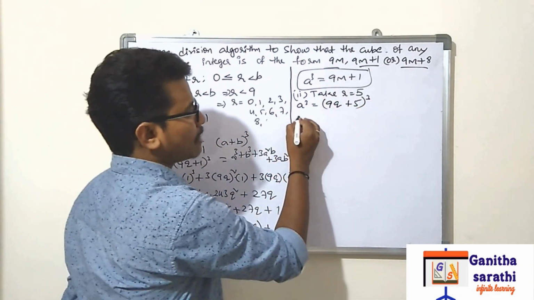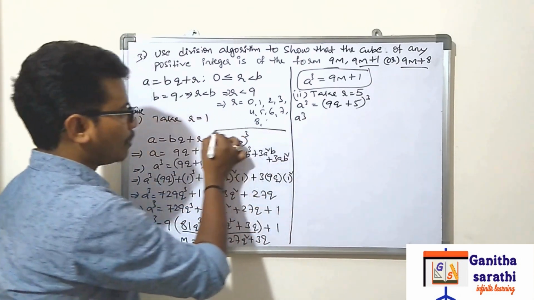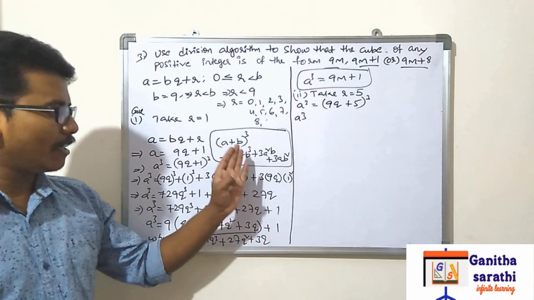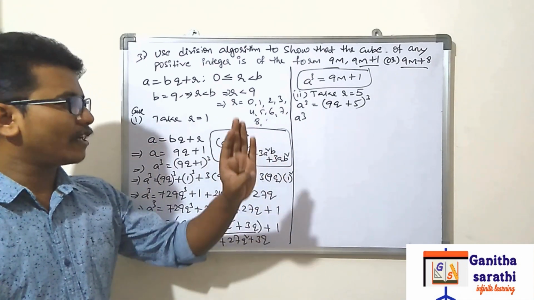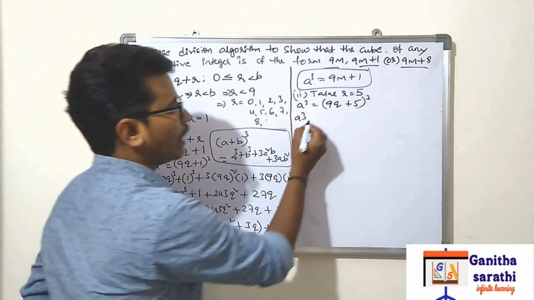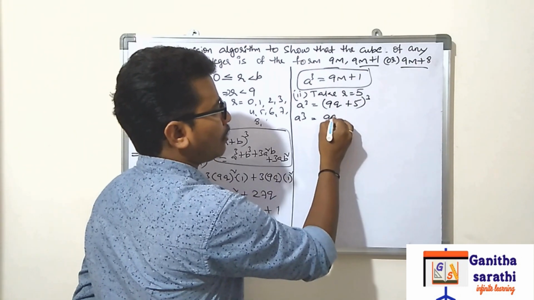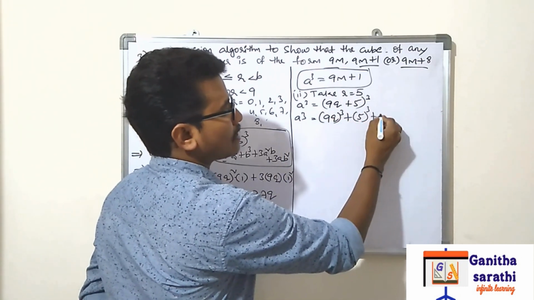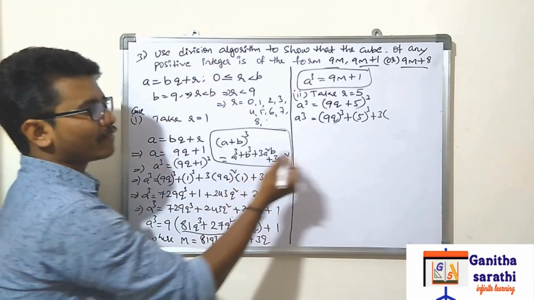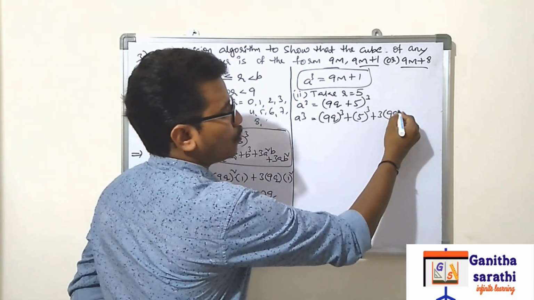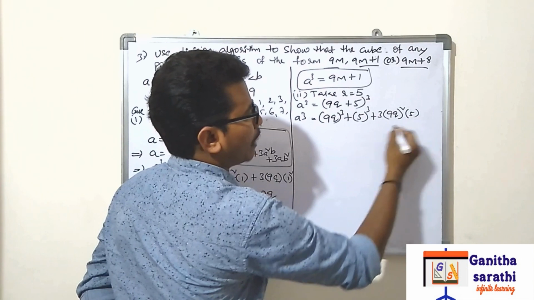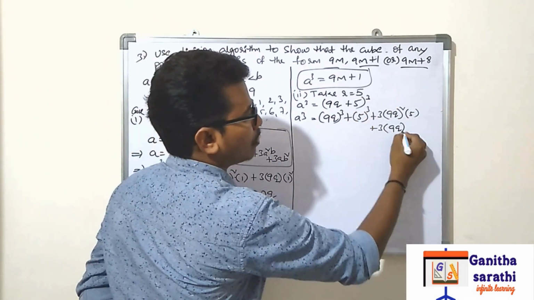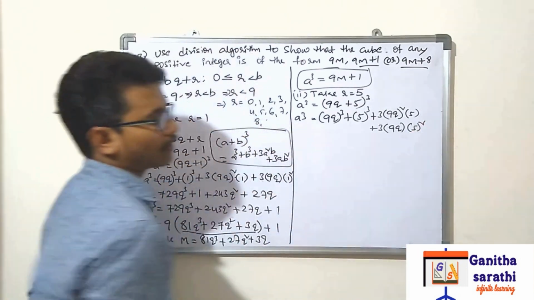So now the same formula, repeat the formula. What is the formula? See here, this is our formula. (a plus b) whole cube means a cube plus b cube plus 3a square b plus 3ab square. Repeat that. a cube is equal to (9q) whole cube plus 5 cube plus 3 into a square b. a square b means (9q) whole square into b value is 5, plus 3 into ab square. a value is 9q into b square means 5 square.